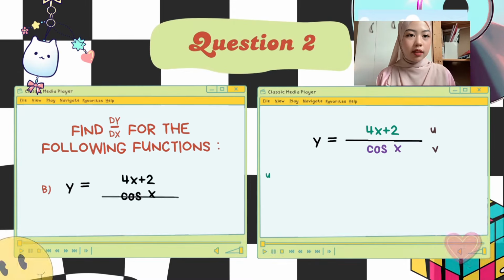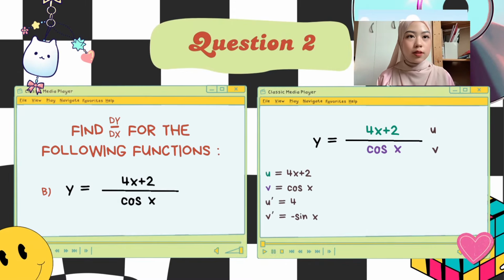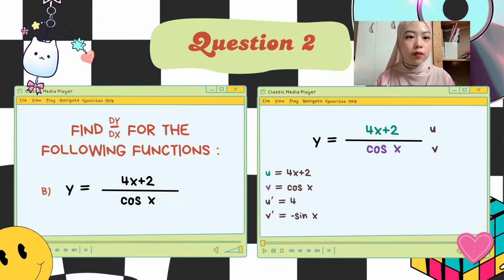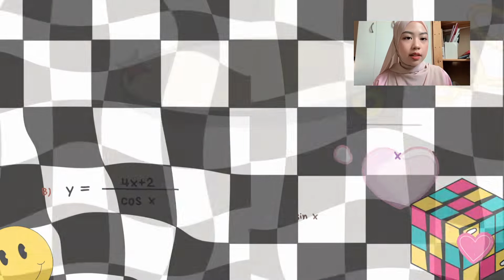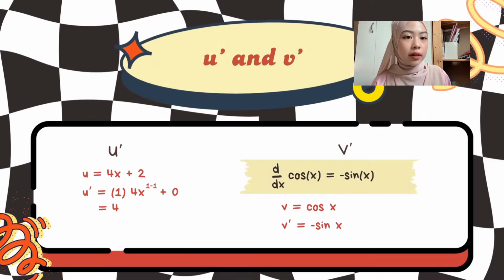For part B, we have y equals (4x plus 2) over cosine x. First, we have to define u and v. u equals 4x plus 2 and v equals cosine x. Next, we have to define the u prime and v prime. u prime equals 4 while v prime equals negative sine x.